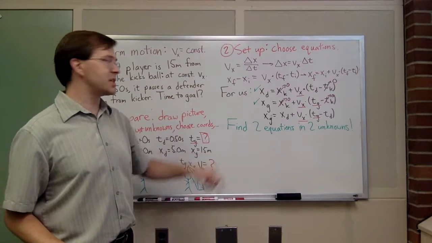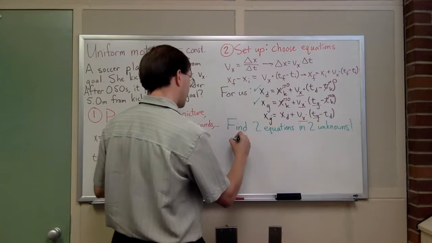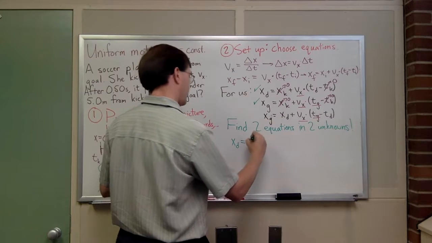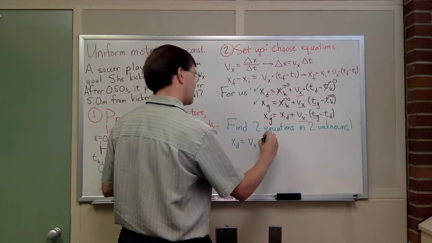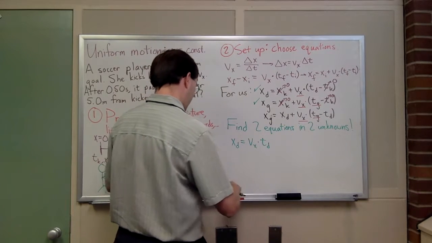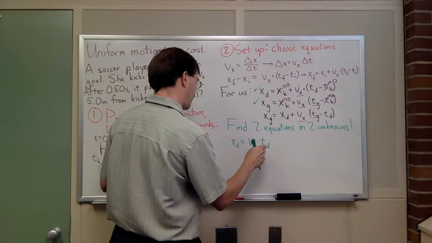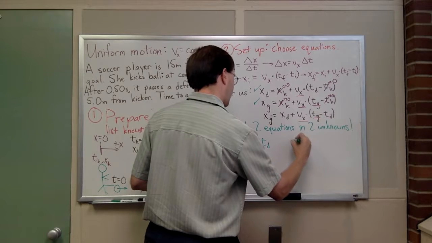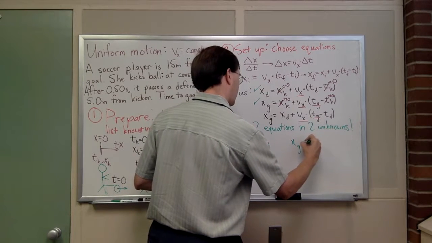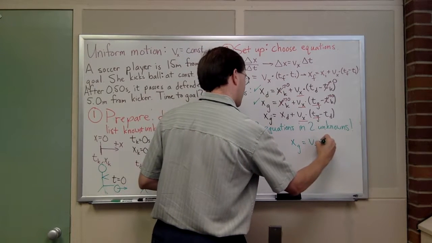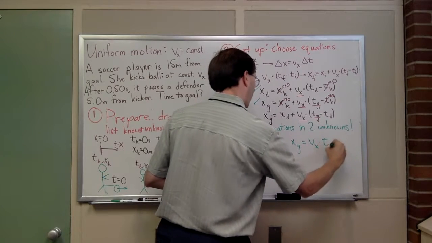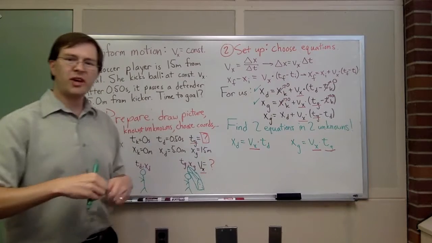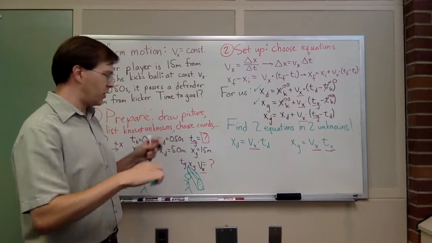Let me write them down in simplified form. The first one says x of the defender equals Vx times t of the defender. And I'm going to keep underlining Vx to remind myself that's an unknown. And x of the goal equals Vx times t of the goal. And here, I can underline both of those because they're both unknowns. So okay, there I now have 2 equations and 2 unknowns.